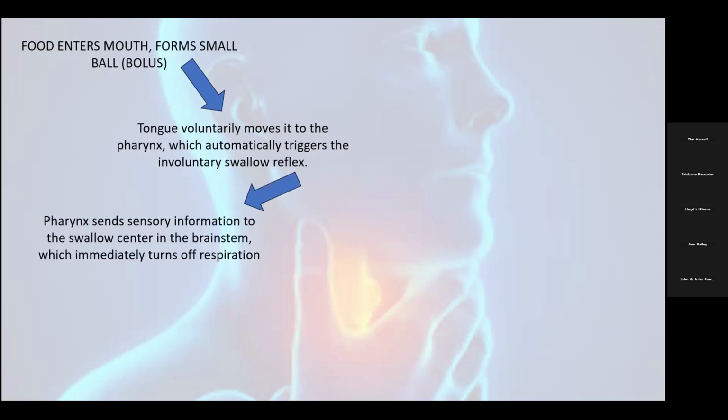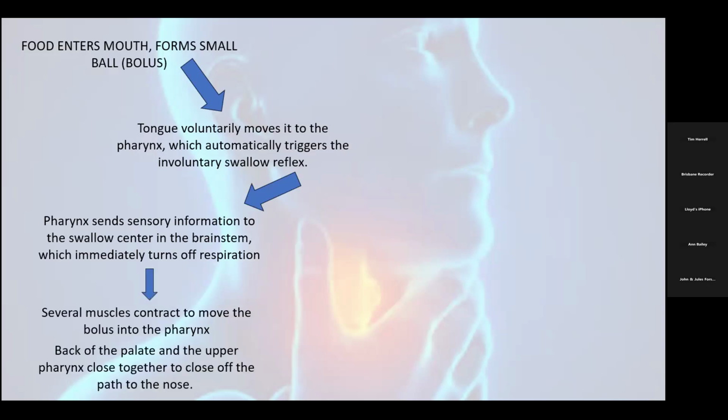The pharynx sends sensory information to the swallow center. That is actually what it's called, in the brainstem, which immediately turns off respiration. So we don't choke. You cannot breathe and swallow at the same time. Several muscles contract to move the bolus to the pharynx. The back of the palate and the upper pharynx close together to close off the path to the nose. That's so you don't get food coming out of the top.